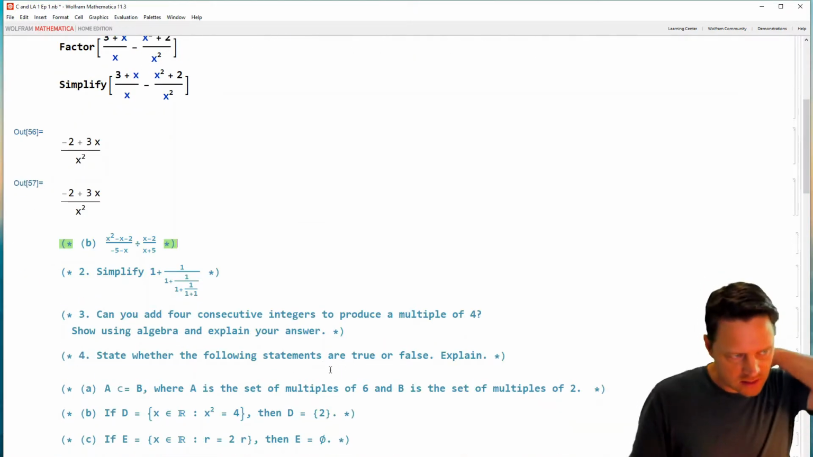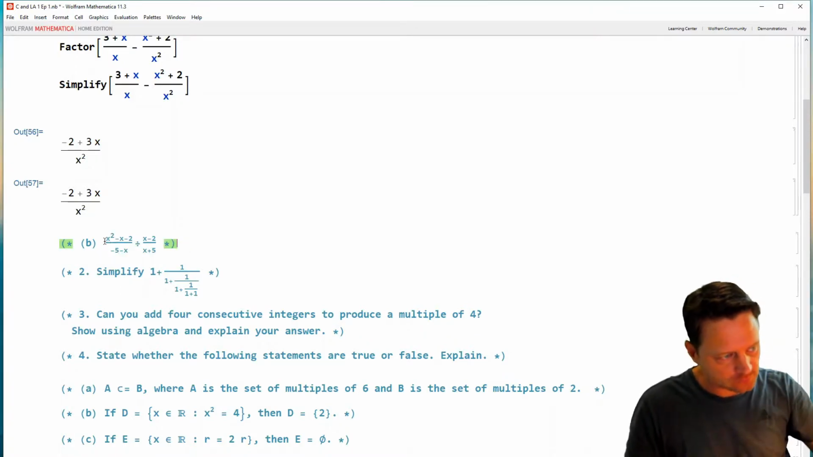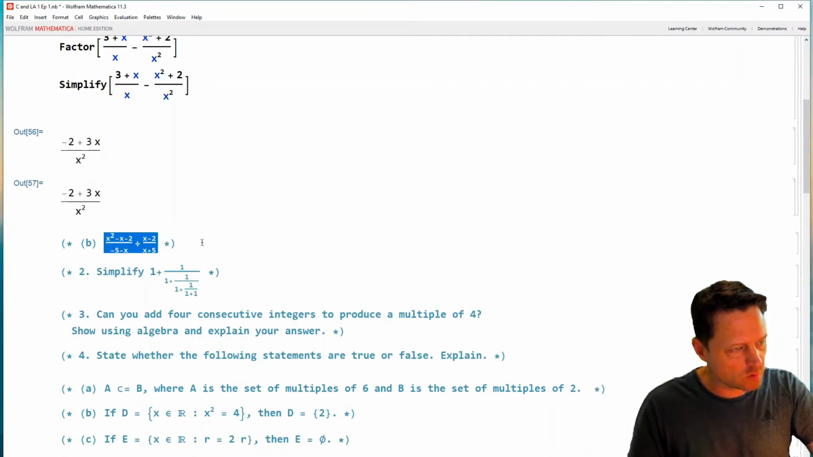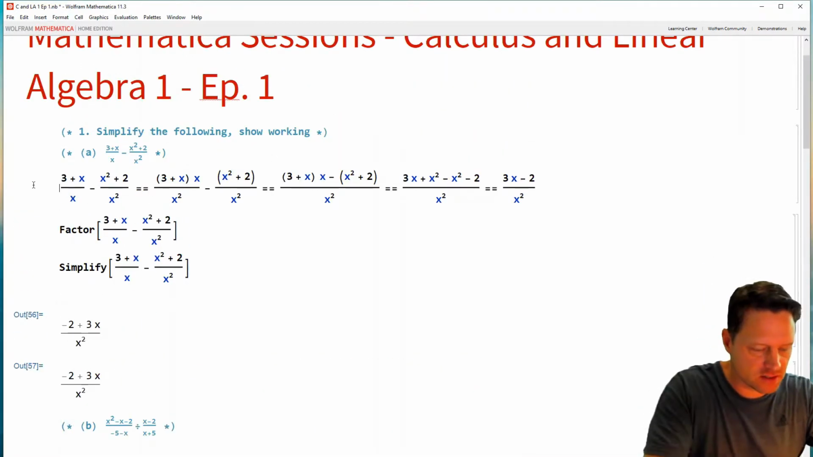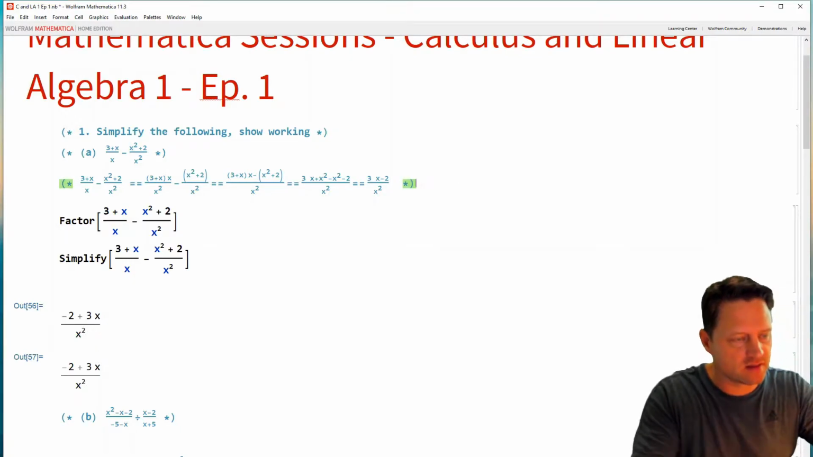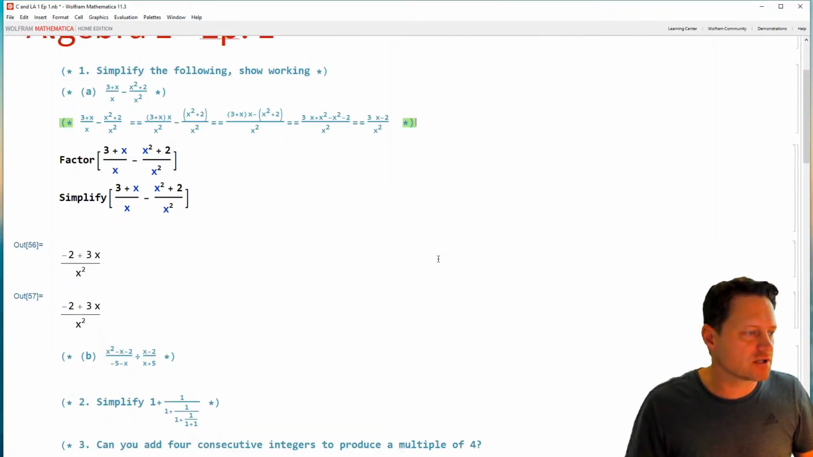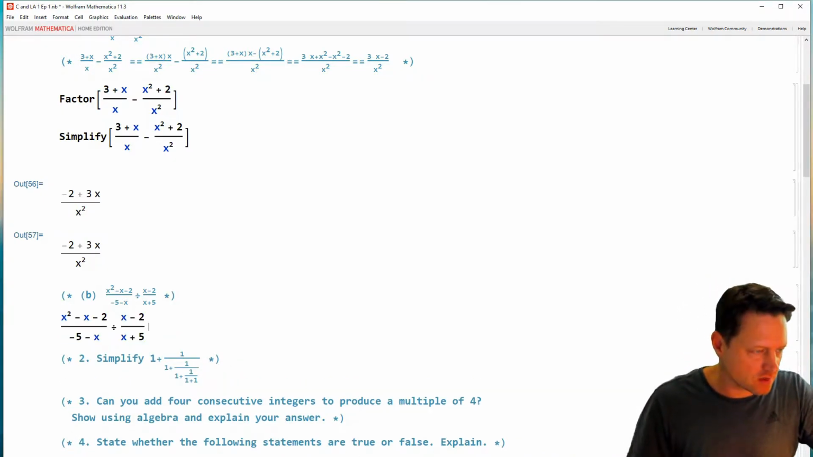Okay, so the next one says simplify this division, basically. So by hand, what you would want to do, and incidentally, I should turn this into a comment here, because that is just me typing the hand calculated solution out. Okay, so we'll do the same thing here, and then we'll later turn that into a comment.